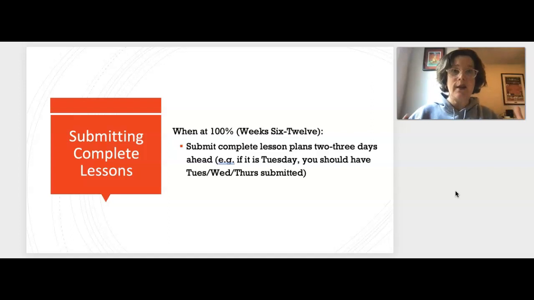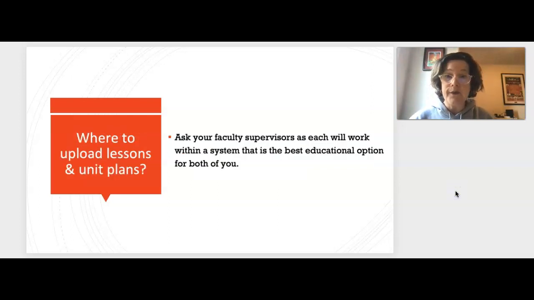Because we understand that things might change, things might shift around, that 2 to 3 days is pretty realistic as far as probably how far your teacher is actually ahead in specific lesson plans as well. Okay, so that's the deal with weeks 6 through 12.